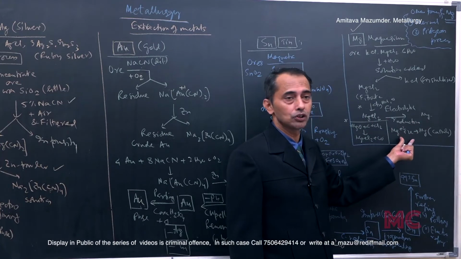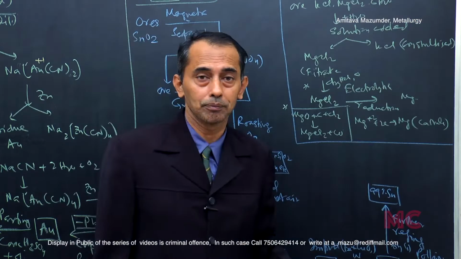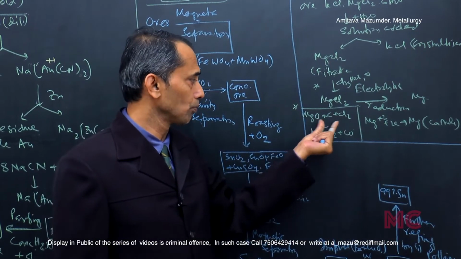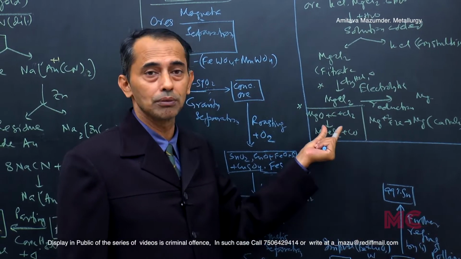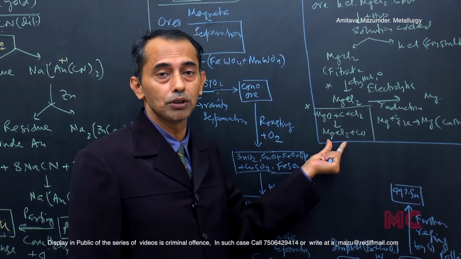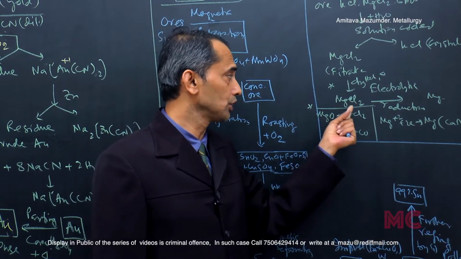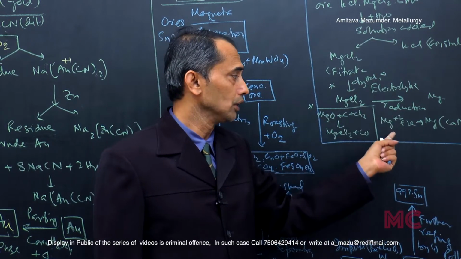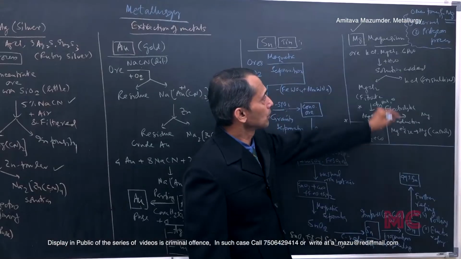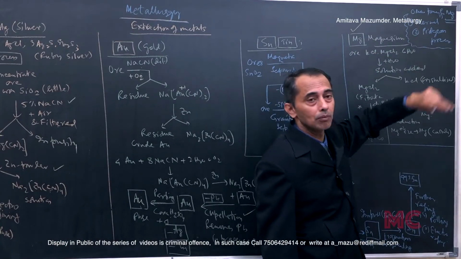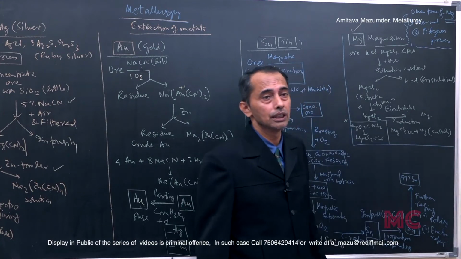Then by electrolytic reduction we can get Mg. The reaction is Mg2+ plus 2 electrons gives Mg, which appears at the cathode. Of course, MgO plus C plus Cl2 gives MgCl2 plus CO. This can be another process by which you can produce pure magnesium chloride, and molten magnesium chloride when electrolyzed will give magnesium. There are two more processes, the Pidgeon process and the thermal process, by which you can also get magnesium.